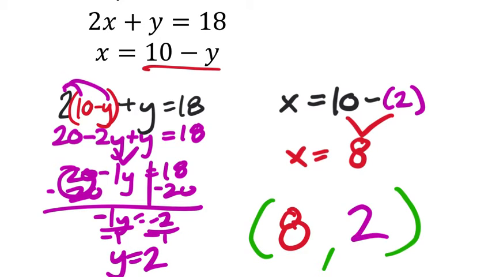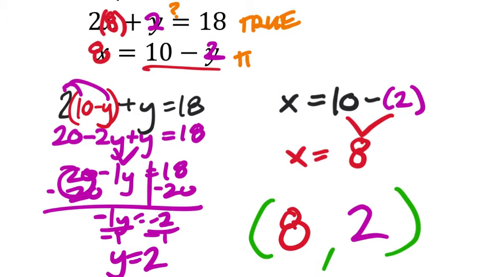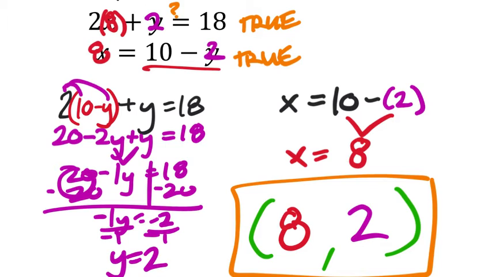No fractions on this one, kind of surprising, but it happens. I think that's pretty good. Let's just check, right? So I'm going to go up here, replace the x with 8, and then the y value with 2, let's check for truthfulness. That'd be 16 plus 2, which is 18, that's true. And then the second equation should be 8 equals 10 minus 2. Yeah, we've already verified that, so that's true as well. Since they're both true, now I know for sure that this is the solution to this system.